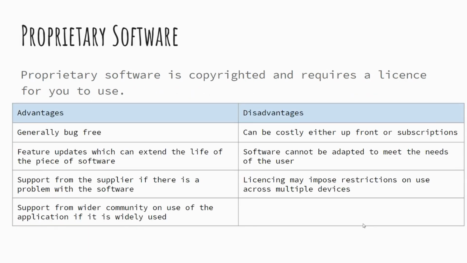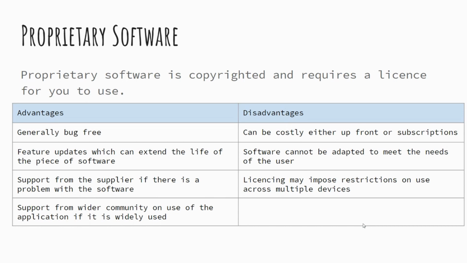So firstly, proprietary software is often governed by copyright law, and it requires a license for you to use. So you might go out and pay for this. This is what we might refer to as off-the-shelf software, where you might be able to walk into a shop, pick it up, buy it at the till, take it home, and then use it. And this might be relevant for things like games or applications on your computers.